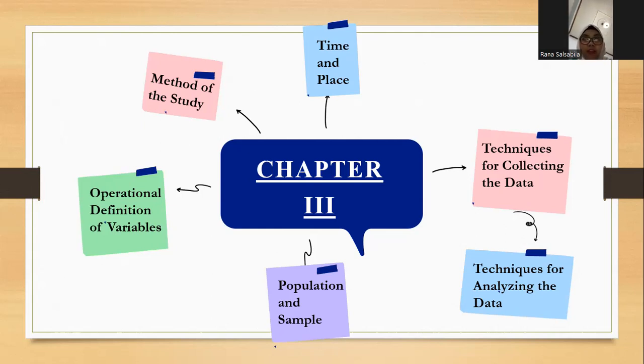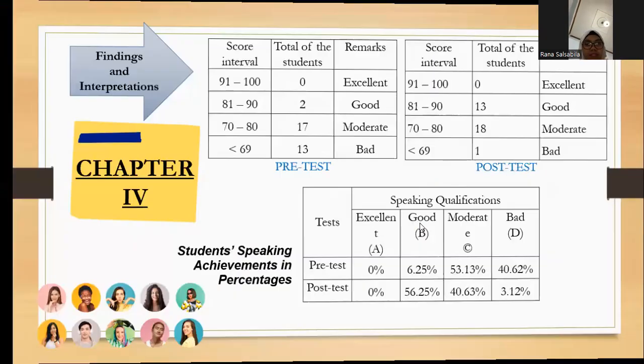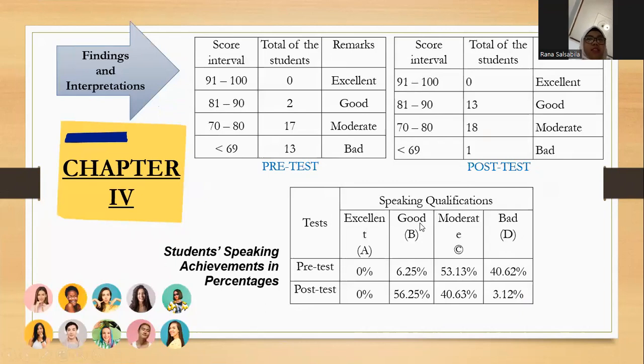Chapter 4, findings and interpretation. Okay. This is the table data for the findings of my research thesis. The sample of this research was students of class 7, 8. There were totally 40 students, but only 32 of them participated in this research study completely.